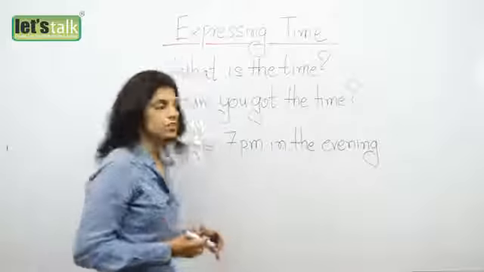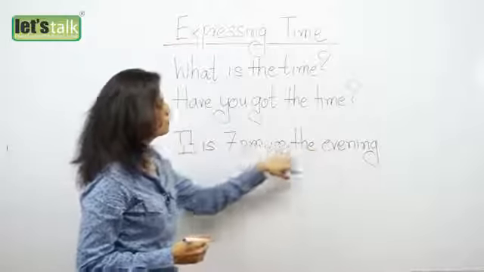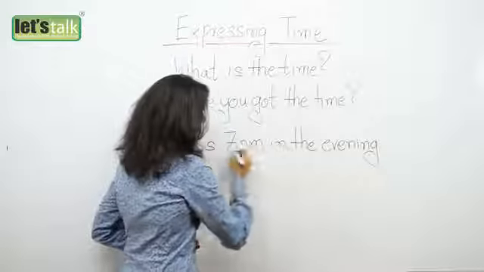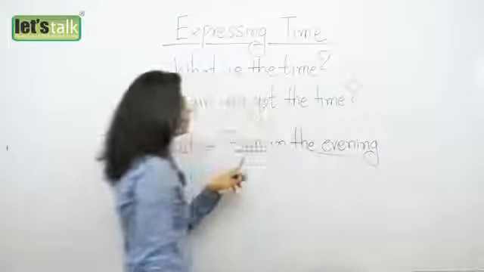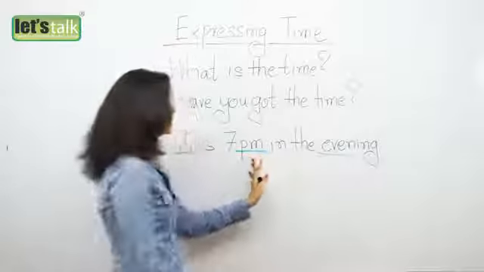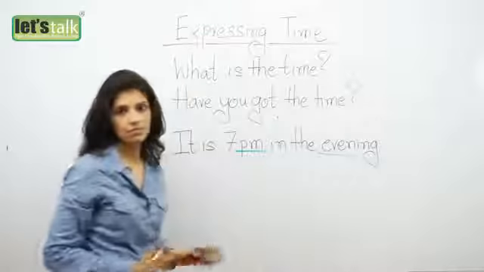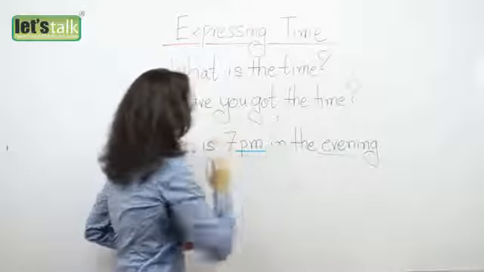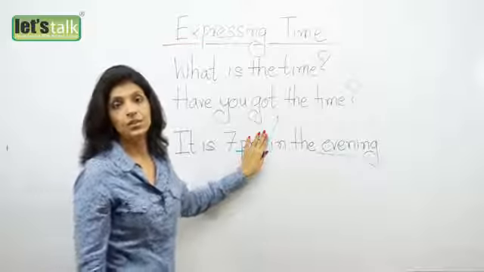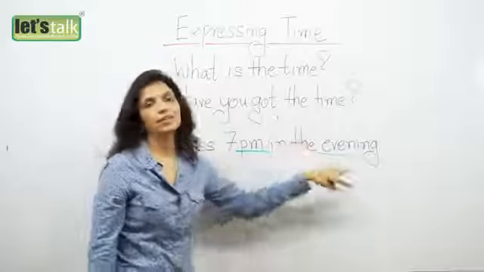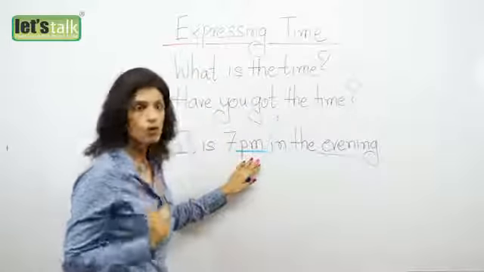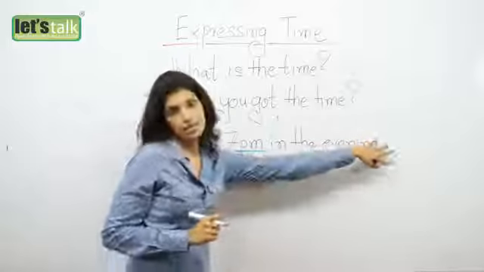Now the response to this would be, it is 7 PM in the evening. A lot of people make this common error. PM means evening, or evening means PM. So either you say it is 7 PM, that's fair enough, or you say it is 7 in the evening. Please do not say it is 7 PM in the evening. Please remember this. It is 7 PM or it is 7 in the evening.